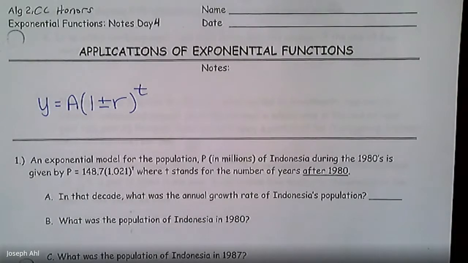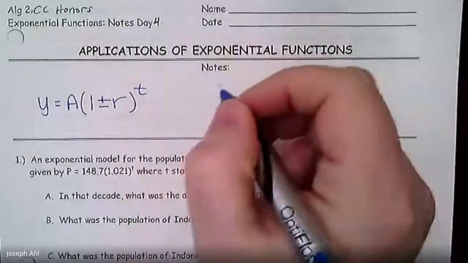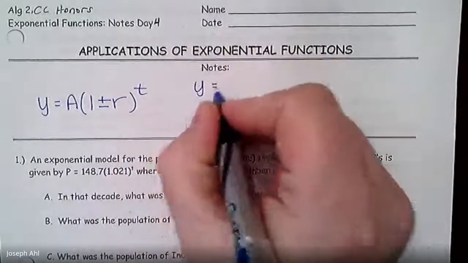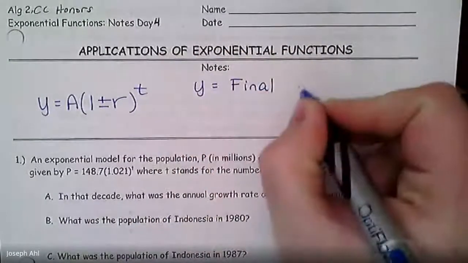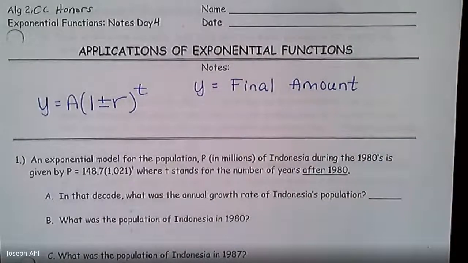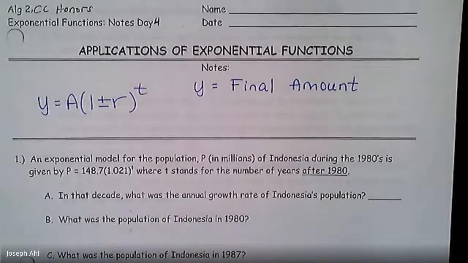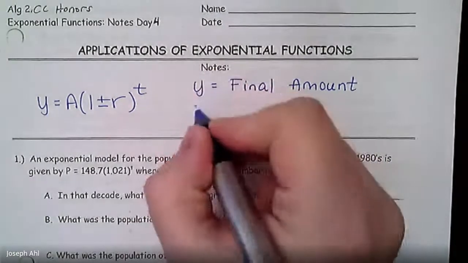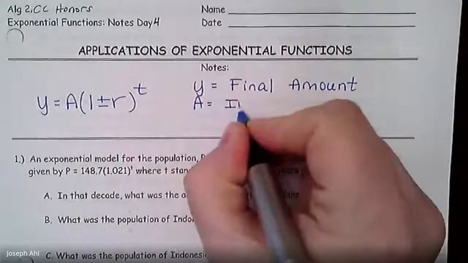So to get started, we have the formula y equals a times 1 plus or minus r to the t power. And what I want to do is just off to the side here, define some of those variables for you. So on the left side, y is the final amount of something. And that final amount could be the final amount within a population. It could be the final amount of money in an account that's growing at a fixed rate. So that final amount could be representative of a few different things.